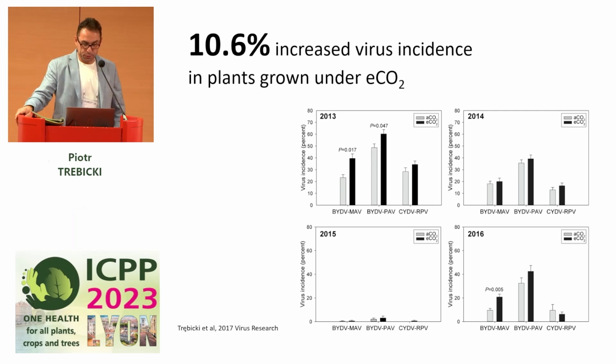As you can see here, we have three different viruses that were tested in 2013, 14, 15, 16, so a few years ago. And obviously from year to year, there is variation in the amount of virus incidence, but you can see here that the black bars represent the elevated CO2 and the other one is ambient CO2. As you can see here, we have over 10% increase in virus incidence under elevated CO2.